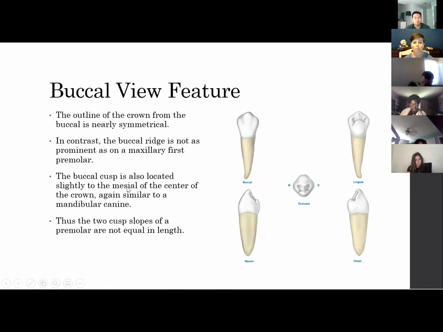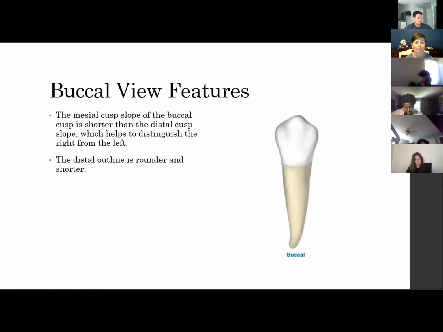Thus, the 2 cusp slopes of the premolar are not equal in length. Because it goes over, they look equal, but the distal looks a little bit longer than the mesial because of the way the buccal cusp slightly goes to the mesial. It's going to make that mesial slope a little shorter. The mesial cusp slope of the buccal is shorter than the distal cusp slope, which helps to distinguish the right from the left. The distal outline is rounder and shorter. So let's see here, a little rounder and a little shorter, whereas this one's a little longer.